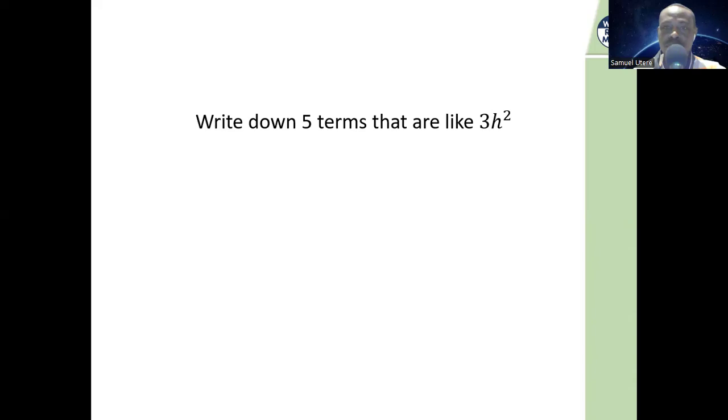Okay, I assume you've written some really quickly because this is easy. You can write anything. You can even write 1 million h squared. You can even write half h squared. You can even write 0.0001 h squared. They're still a like term, provided you satisfy the condition. And here are the ones you could get. You could get something different.